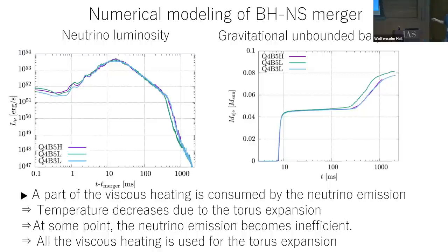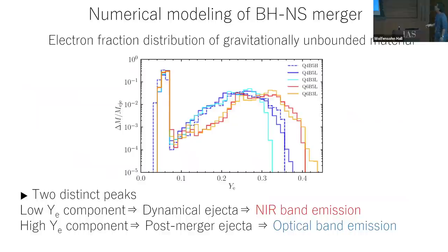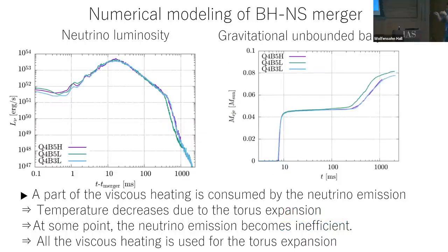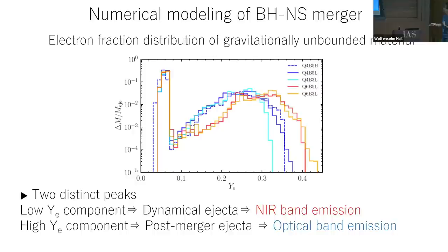And the right-hand side figure shows the gravitationally unbound baryonic mass as a function of time. In this model, the first dynamical ejecta appears at around 10 milliseconds, and then the post-merger ejecta appears, let's say, at 300 milliseconds. And because the temperature is low, now the weak interaction freezes out. The electron fraction at this moment is the electron fraction of the ejecta. This is important information.